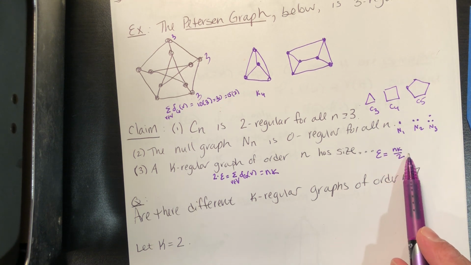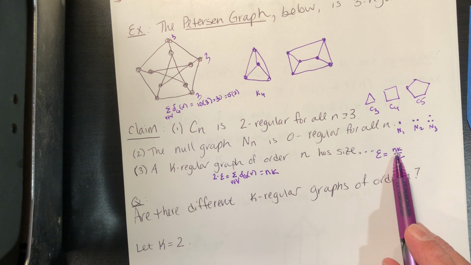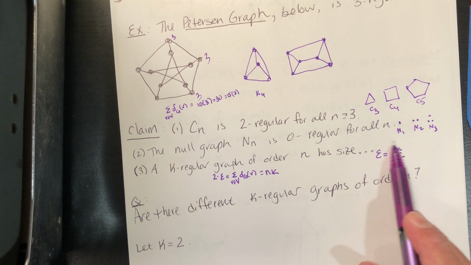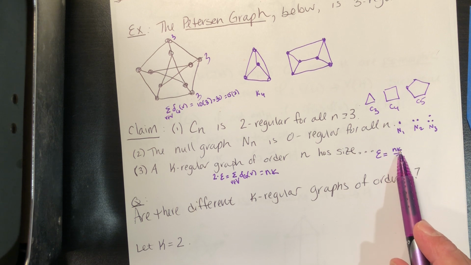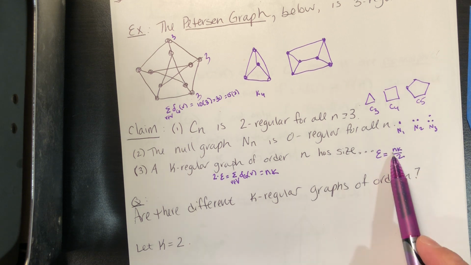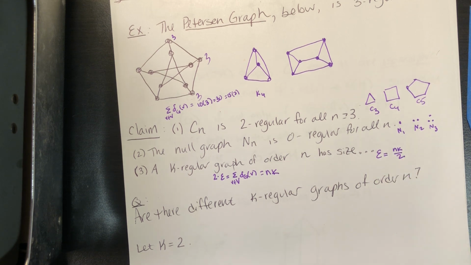but also gets at an idea from the warm-up, which is that if n is odd and k is odd, this equation is not going to make any sense, because an odd number times an odd number is odd, and an odd number divided by 2 is not going to give you a whole number here. So it's really impossible to have a k-regular graph of order n if k and n are both odd. In other words, at least one of n or k needs to be even.